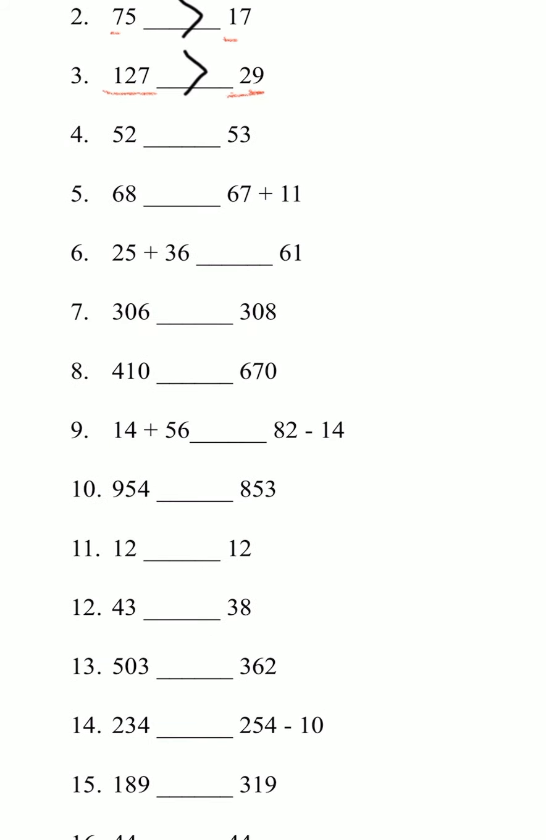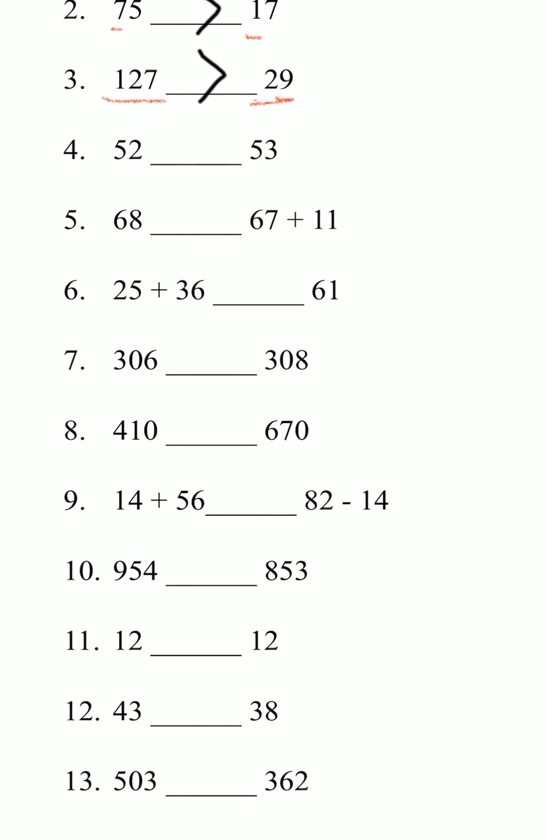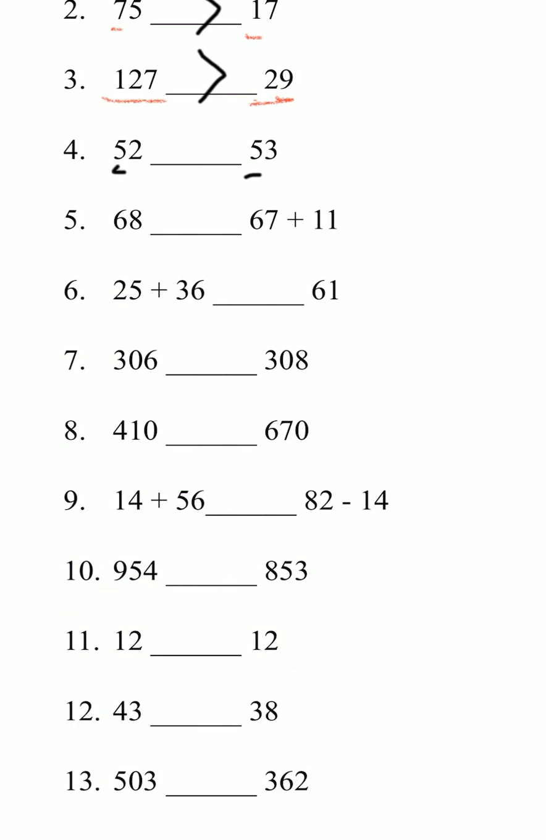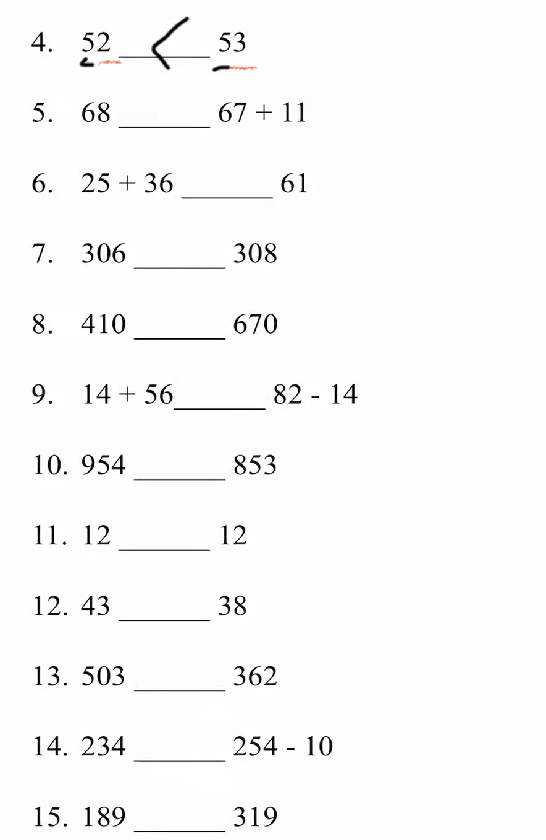Now we have 52 and 53. Our first number is the same. We have both 5s, right? So then we're going to have to look at the second number. We have 2 and 3. 3 is bigger than 2, so we do less than.